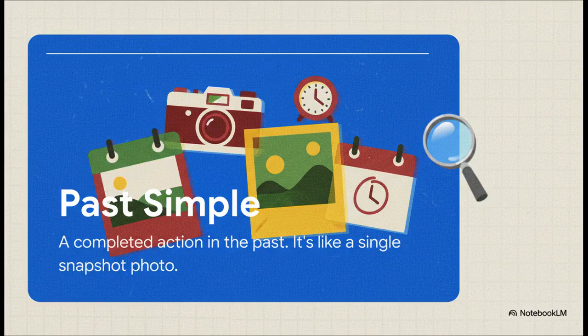So let's zoom in on past simple first. The main idea here is that the action is 100% finished. It started in the past and it ended in the past. Things like, I ate breakfast, or she saw the movie. And I love this metaphor. Think of it like taking a single snapshot photo of something. Click, you captured the moment, it's done.